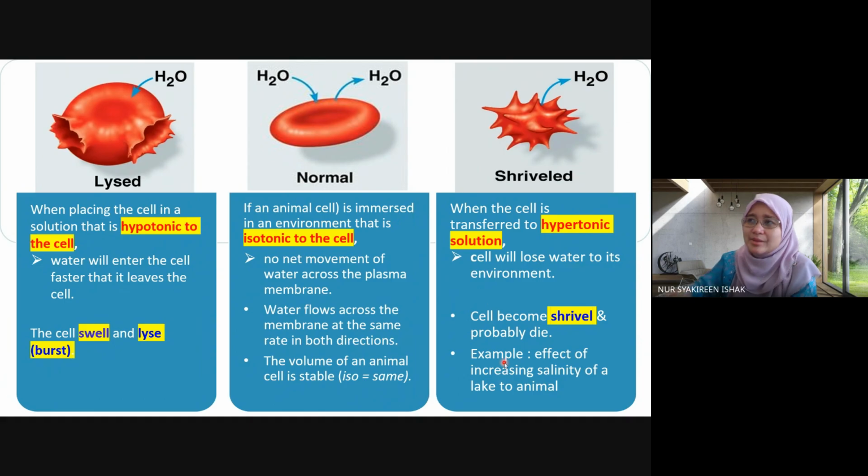Animals that live in an aquatic environment that is really saline, like a very saline lake or the sea, have a mechanism to adapt to the situation. We call it osmoregulation.